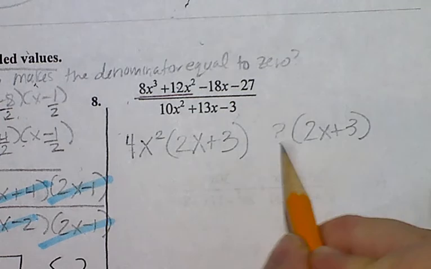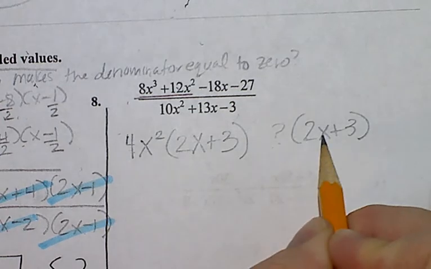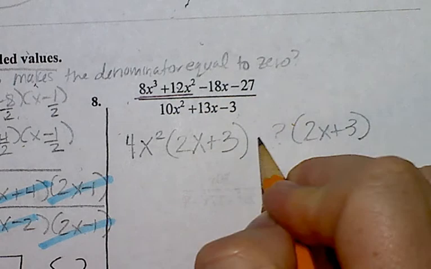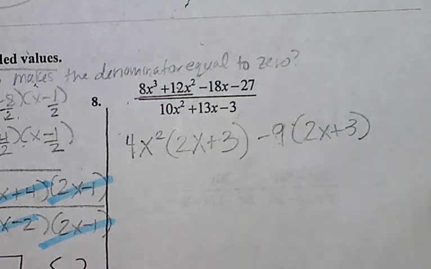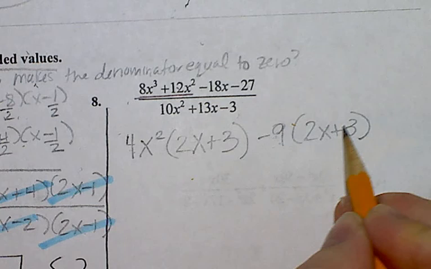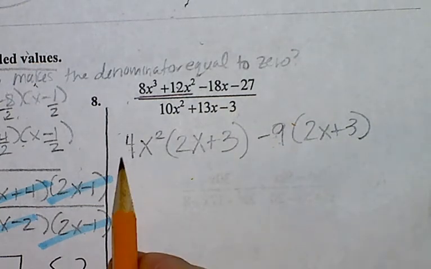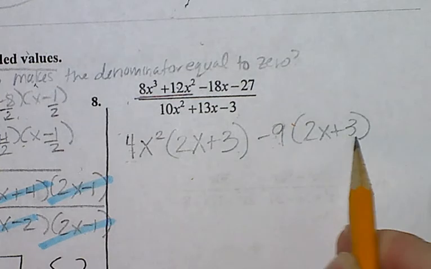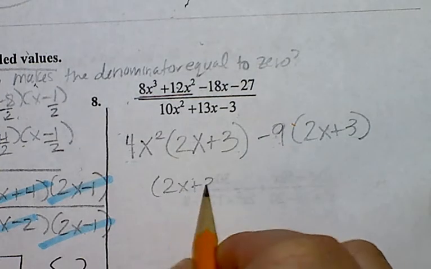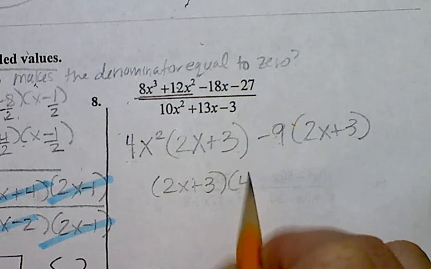What value times 2x equals negative 18x? That'd be a negative 9. And let's check, is negative 9 times 3 negative 27? It is, so I can proceed. Both the first group and the second group have a 2x plus 3. Then what's in front of the first and what's in front of the second?